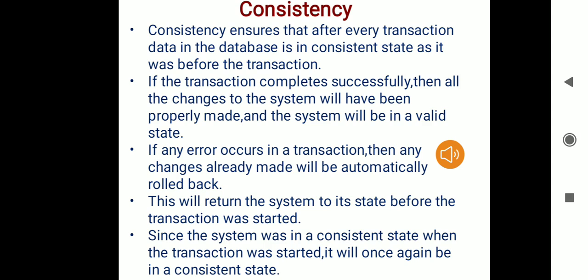Again, in the event of an error, the transaction will roll back to a state before it started, where it was consistent. Thus, the second property of a transaction ensures that the data in the database is in a consistent state before and after a transaction under any circumstances.